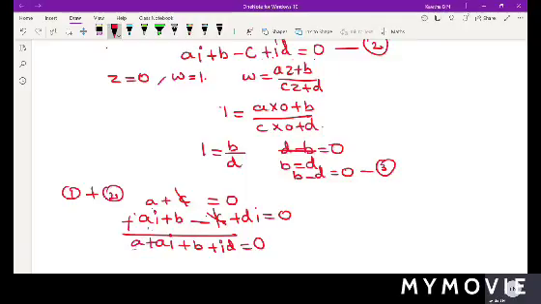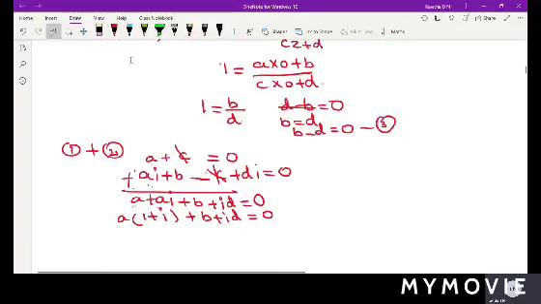Then take a common: a(1 plus i) plus b plus id is equal to 0. Then next we have to apply the cross multiplication rule. Call it equation number 4. Then take the two equations. Consider these two equations, because we want only three variables.